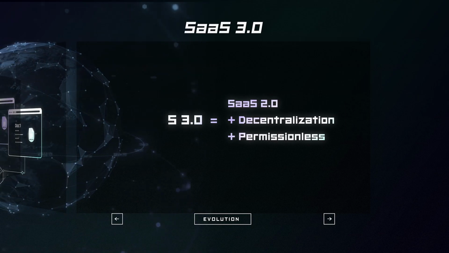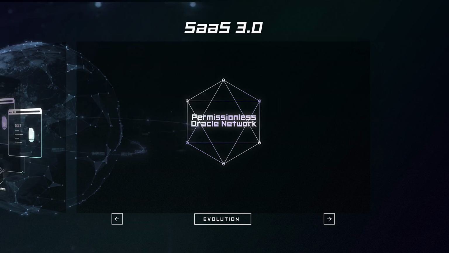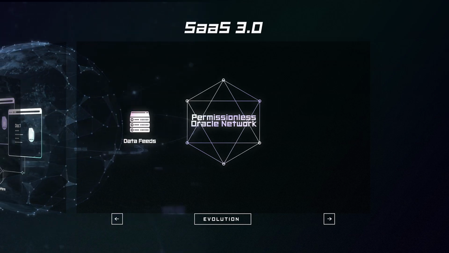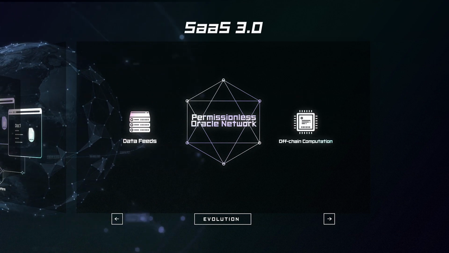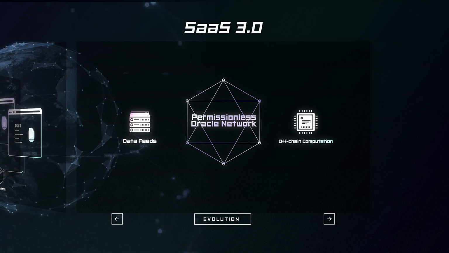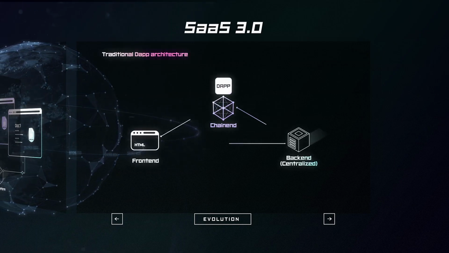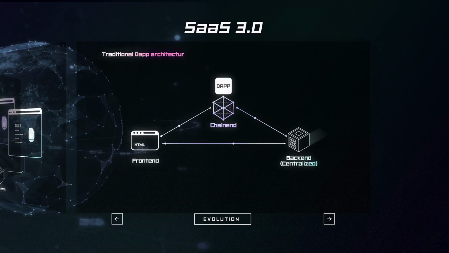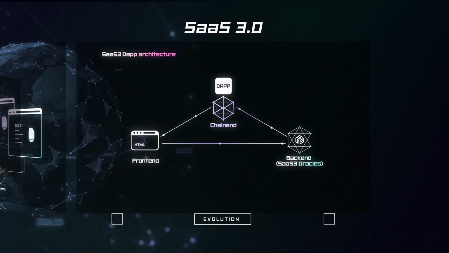How does SaaS 3 work? SaaS 3 is based on a permissionless Oracle network. SaaS 3 can not only upload the off-chain data feed to the on-chain, but also offers trustful off-chain computation services. In fact, 90% of DApps and blockchain games are centralized in deployment. Now, they can deploy on SaaS 3 oracles to become fully decentralized apps.